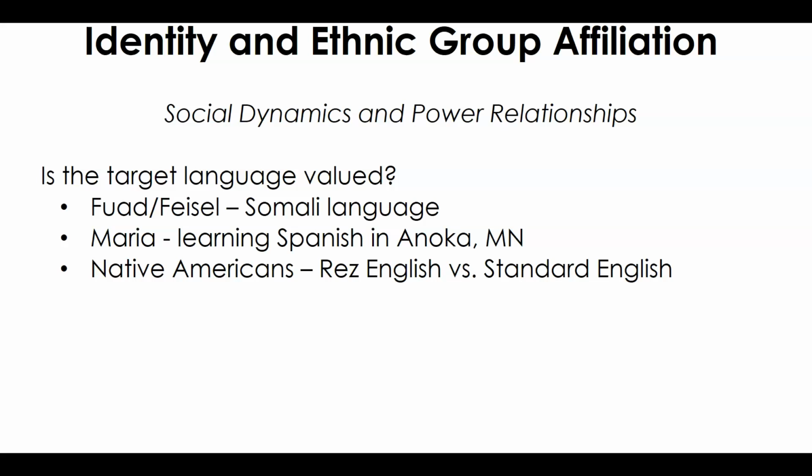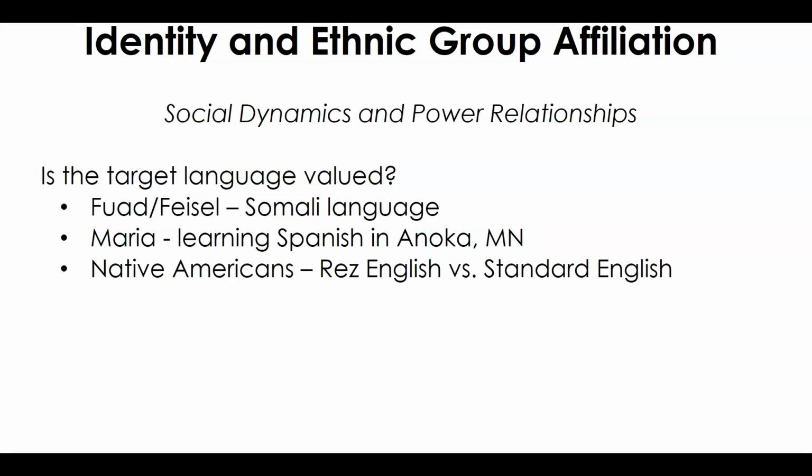from a variety of different students. Fuad and Faisal were learning the Somali language, or they were Somali language speakers, and were learning English. For them, their Somali language was very important to their community. And learning that target language, for them, they didn't have as much motivation to learn it. They really just wanted to be with their Somali peers and speak their Somali language.